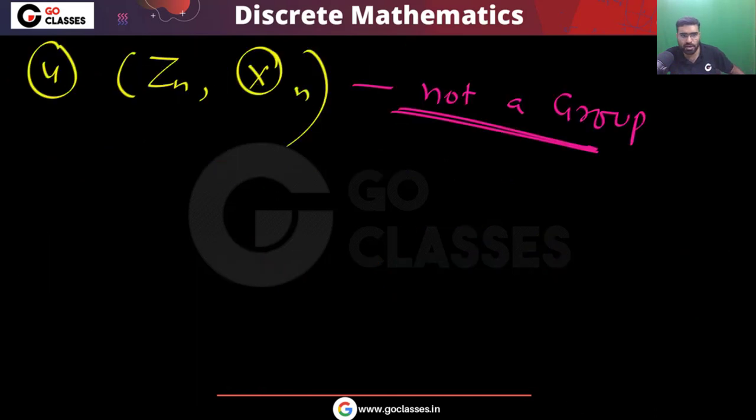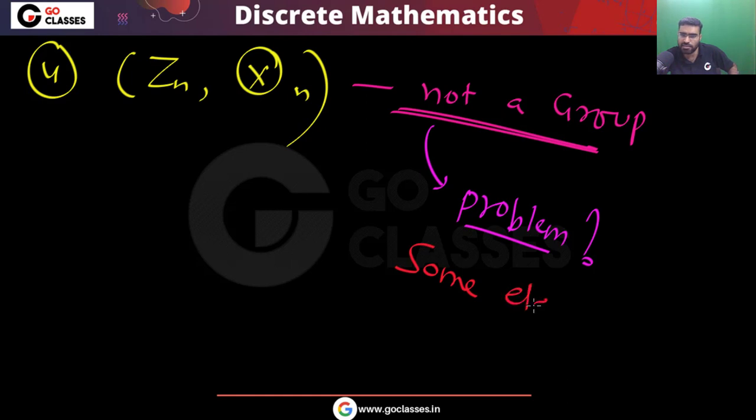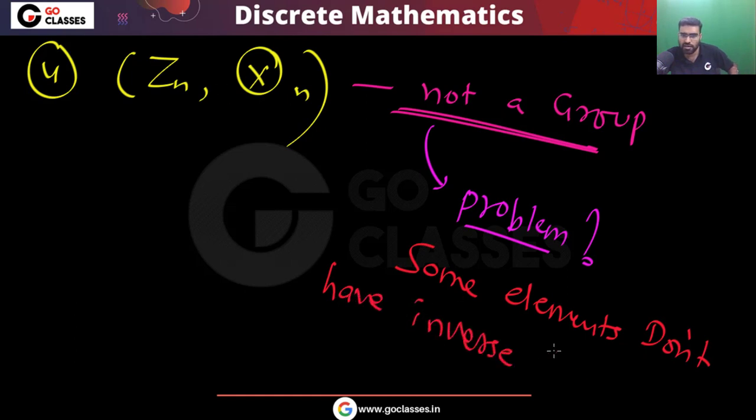Where do we have the problem? The problem is that some elements don't have inverse under multiplication modulo n, because our operation is multiplication modulo n. This is the only problem that we have.